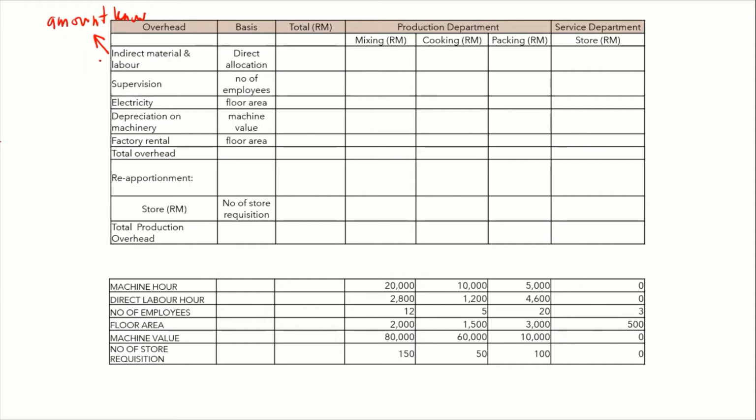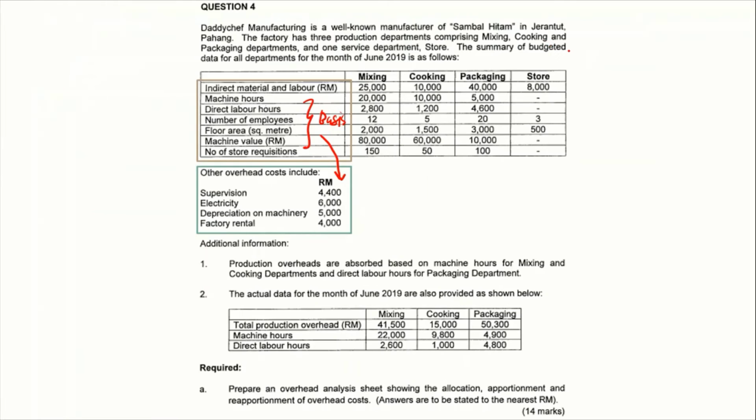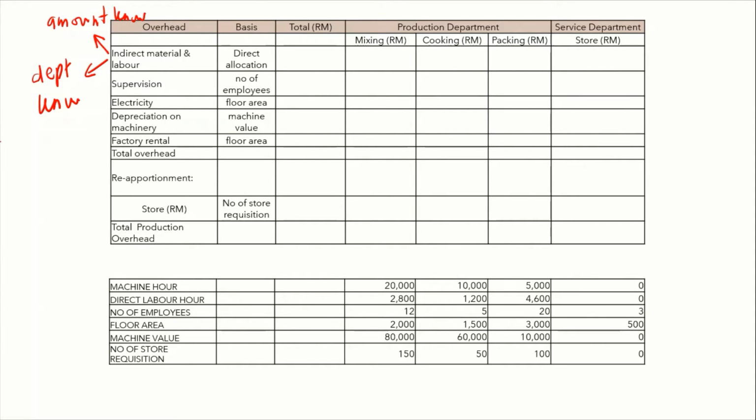The second condition is the department is known, which means you know the amount and you know where the amount goes to for each department. In the question you can see that for direct and indirect material, they already gave a specific amount, which means it's a direct allocation because you can trace where the amount goes to for each department. So after you trace and identify it's a direct allocation, you put in the amount given in the question.